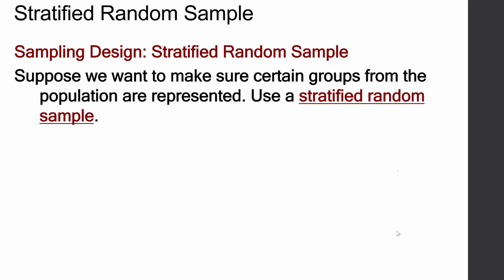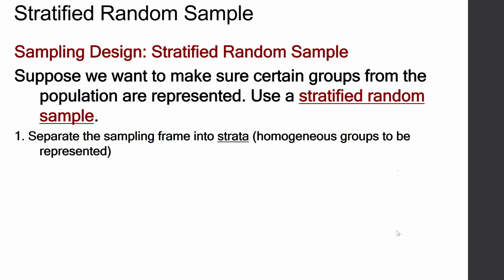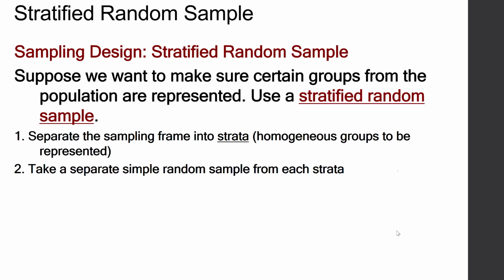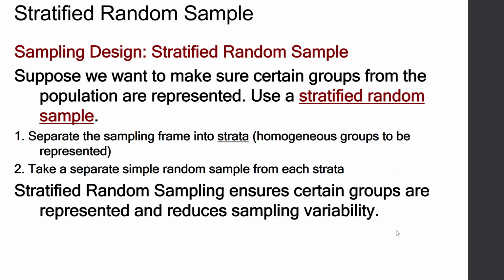One of them is to use what we call a stratified random sample. Suppose we want to make sure certain groups from the population are definitely represented in our sample, then we can use a stratified random sample. So what you do here is you separate your sampling frame into strata, groups of similar people to be represented. And then you take a separate simple random sample from each stratum. Stratified random sampling ensures certain groups are represented and reduces sampling variability.